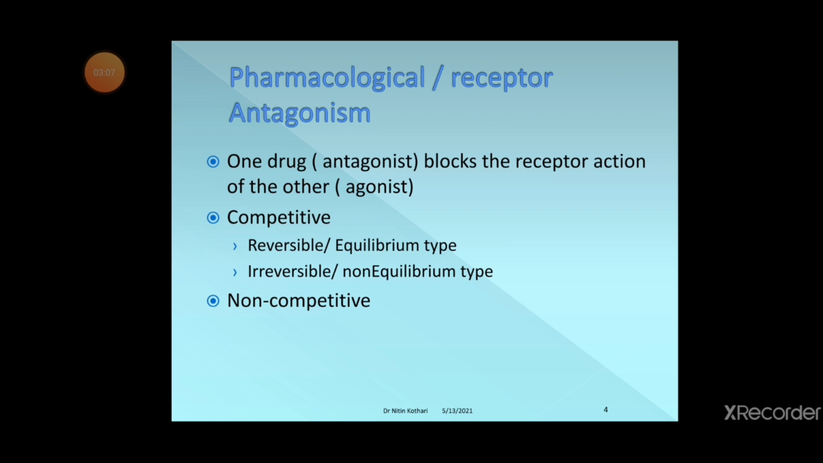In the other case, the chemical structures of agonist and antagonist are not similar, so they do not compete for the receptor site. But even then they are antagonists. This type is called non-competitive antagonism. When there is a competition between agonist and antagonist, there is competitive antagonism. When there is no competition between agonist and antagonist, there is non-competitive antagonism. This competitive antagonism can be classified into two types again.